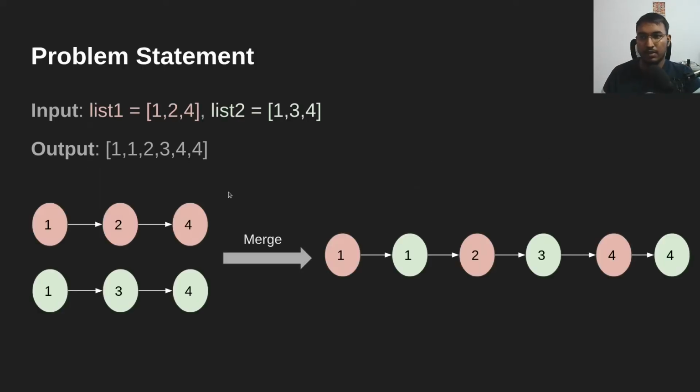So let's try to understand the problem statement first. We are given two lists, list 1 and list 2, which are initially in sorted order. What we have to do is merge both of these linked lists, and the resultant list should be in sorted order as well. Here we have 1 2 4 and 1 3 4, then we merge them somehow, and we get a sorted list at the end, right?